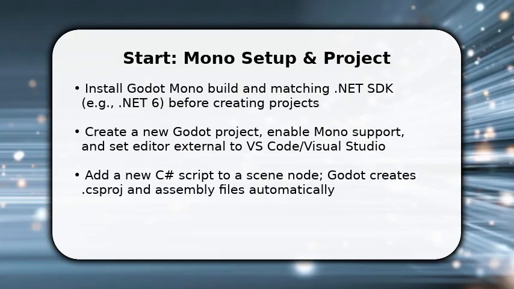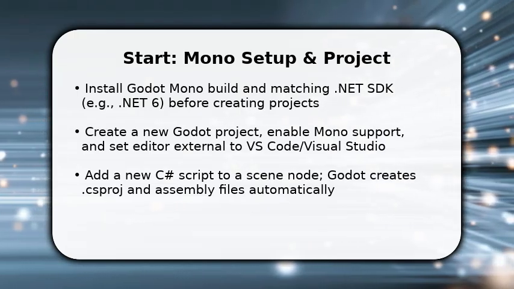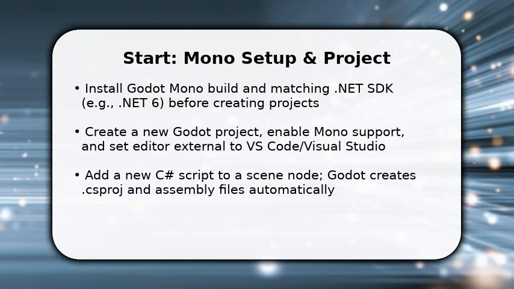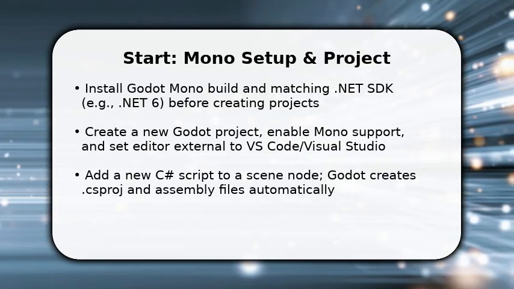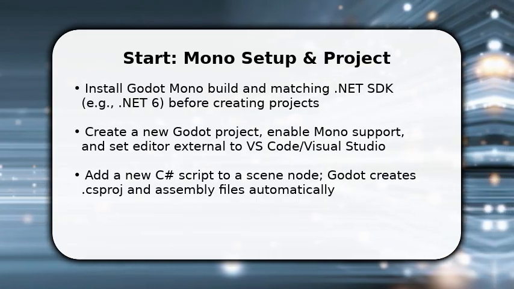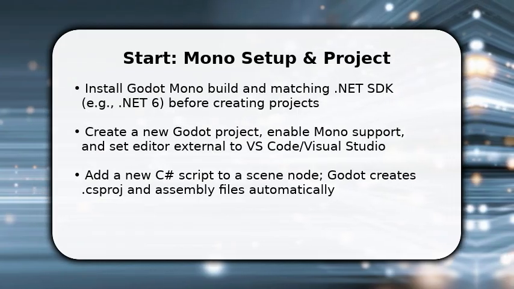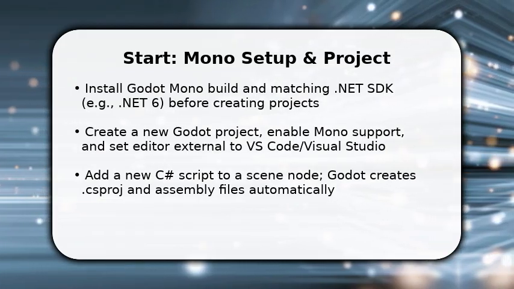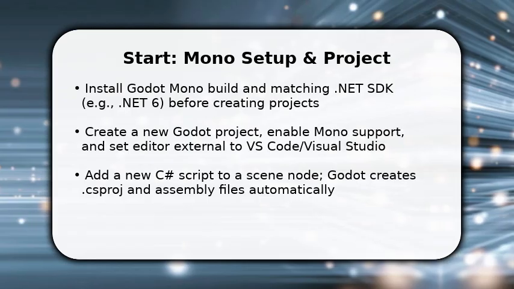Enjoy the video. You begin by matching versions. Install the Godot Mono build and the same .NET SDK. Once done, create a new Godot project and enable Mono support. Make sure your editor points to VS Code or Visual Studio for IntelliSense. Then add a C# script to any node.